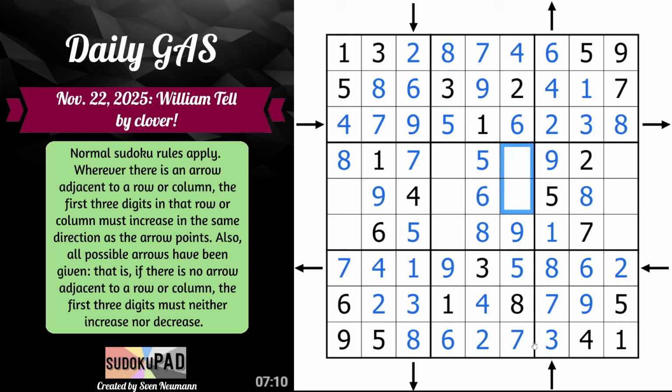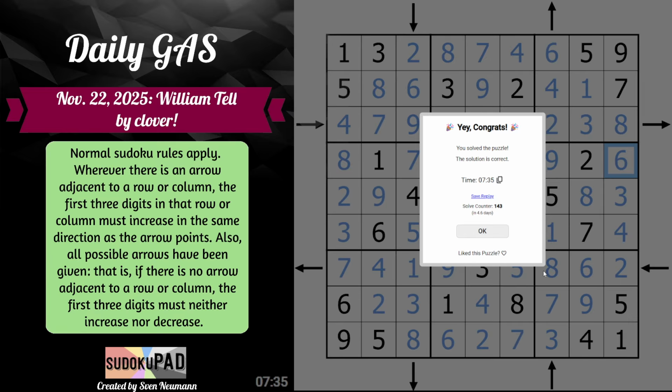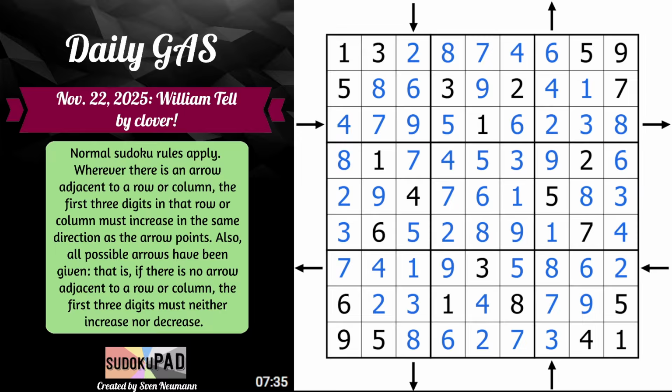And we're coming to a close here, folks. We need 1 and 3, and all right, 2, 4, 7. 7, 4, and 2. 2 gets us 2, gets us 3. 3 gets us 3, gives us 4 and 6. And we are done in 7 minutes and 35 seconds with William Tell by Clover.